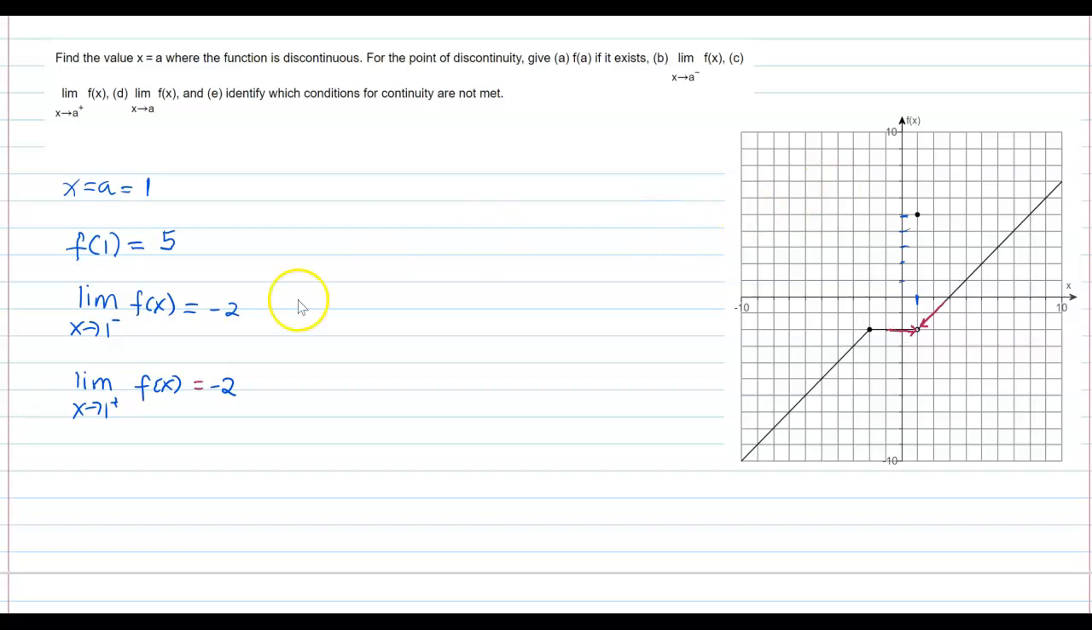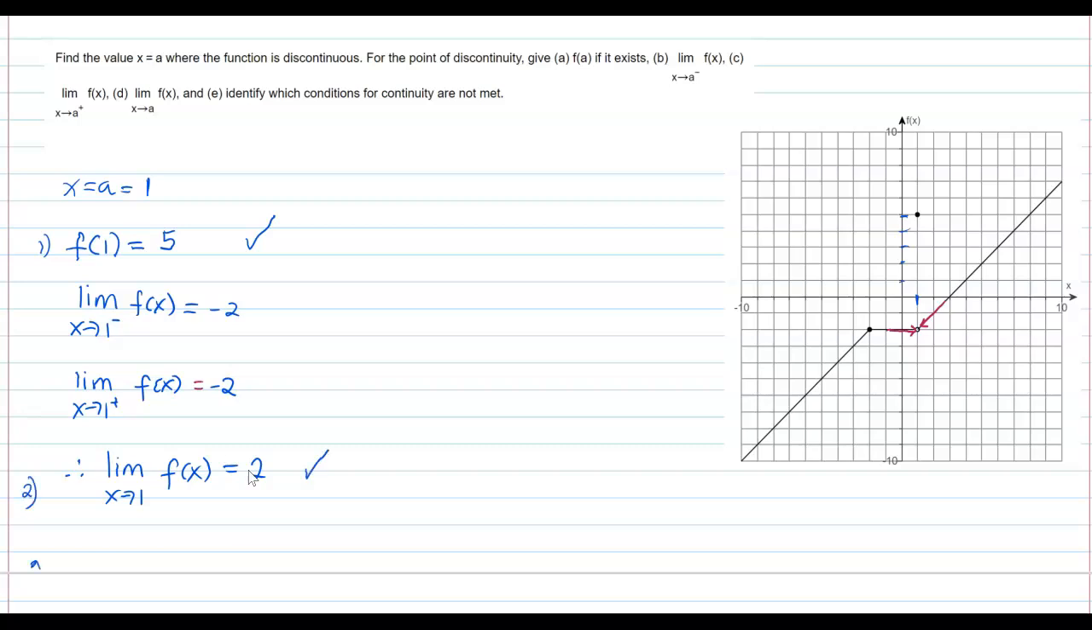Now, we have seen here that the left-hand limit is equal to the right-hand limit. So that means that the limit of the function exists. The limit of the function as x approaches 1 exists, and it's equal to negative 2. Now, the limit exists, but the function is discontinuous. What condition was not met for continuity? Now, we have 3 conditions that need to be met. The first condition is that the function needs to be defined, so that's correct. Here, the limit should exist, that's also good.